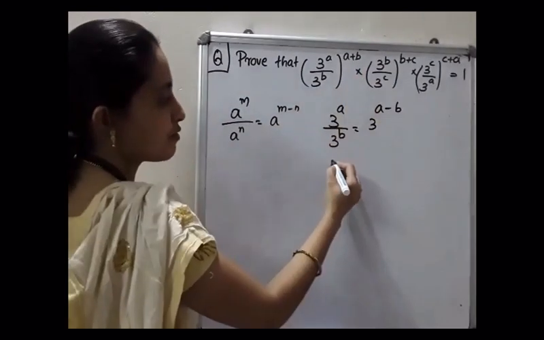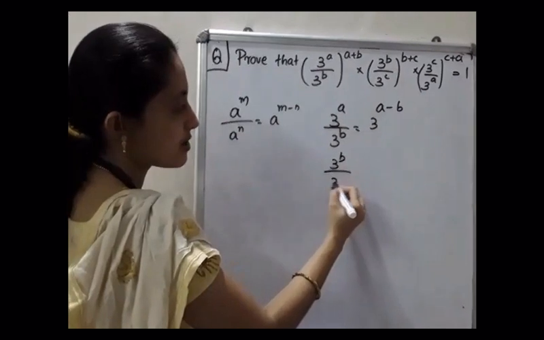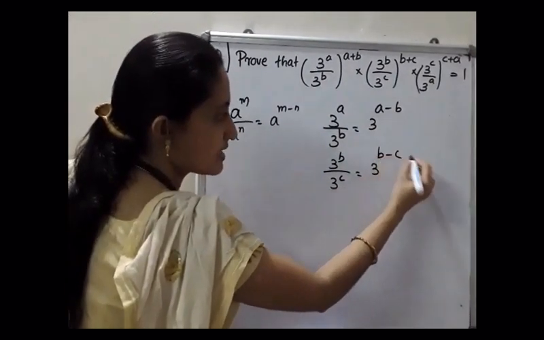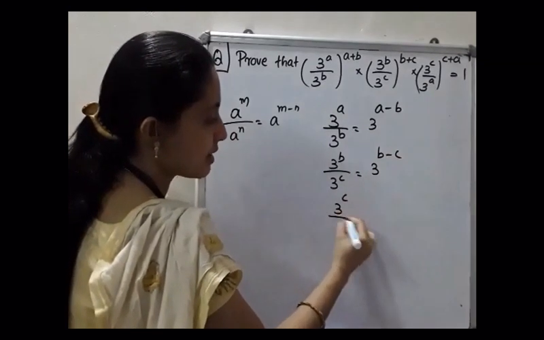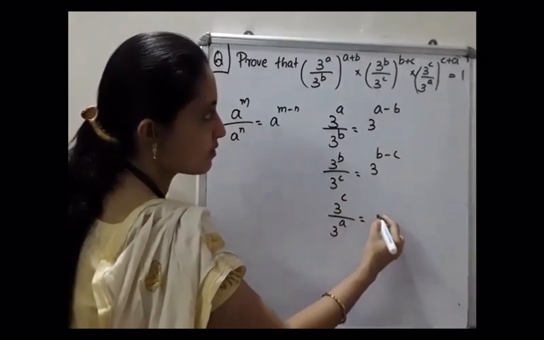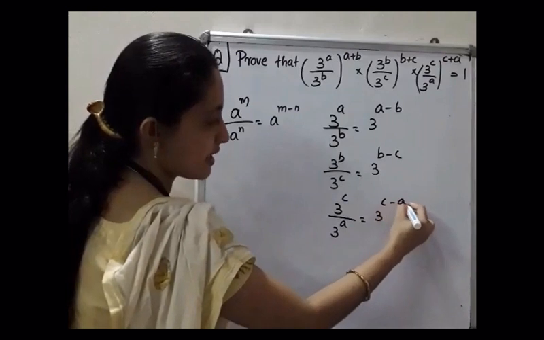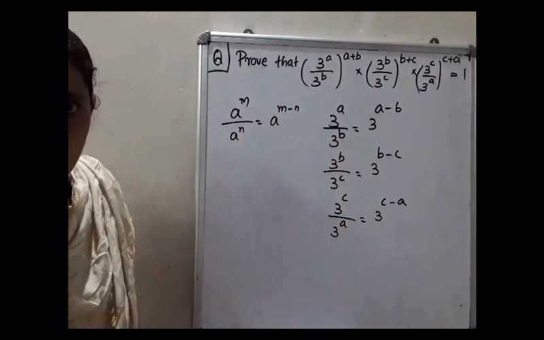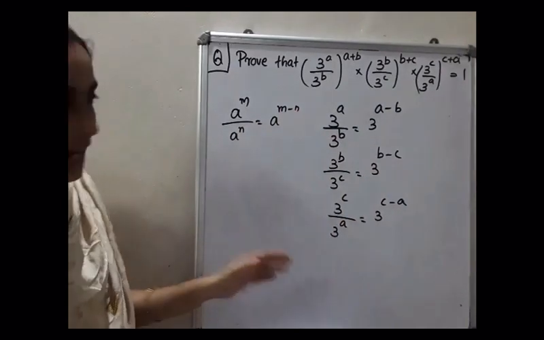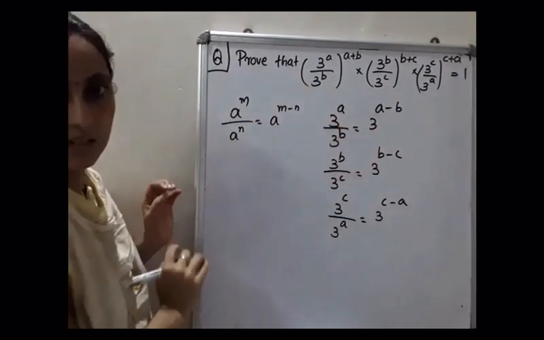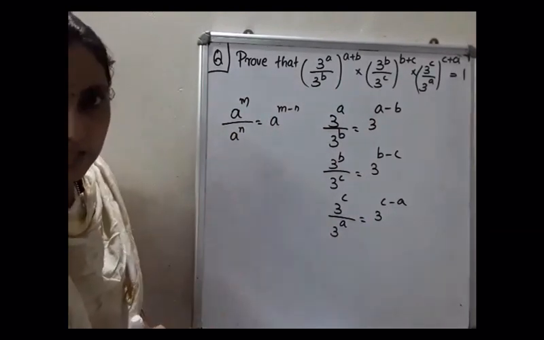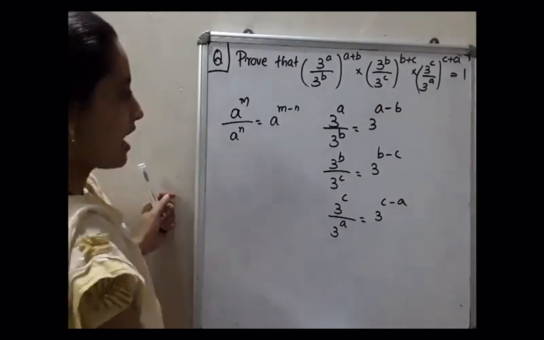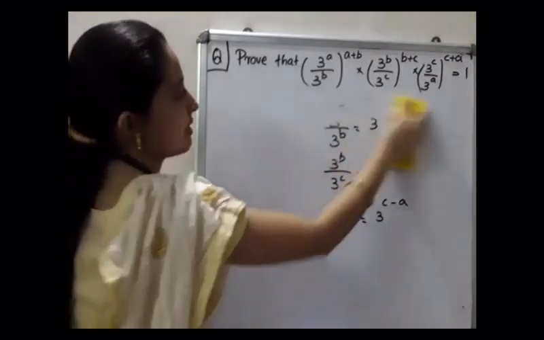Similarly, 3 raised to b by 3 raised to c, how can we write? Yes, 3 raised to b minus c. Then 3 raised to c by 3 raised to a is 3 raised to c minus a. Hope you understood. So please write this on the side of your notebook, because I want to rub that. So only this step I will write here. Please write this first on the right side of your notebook. After that please write down this.